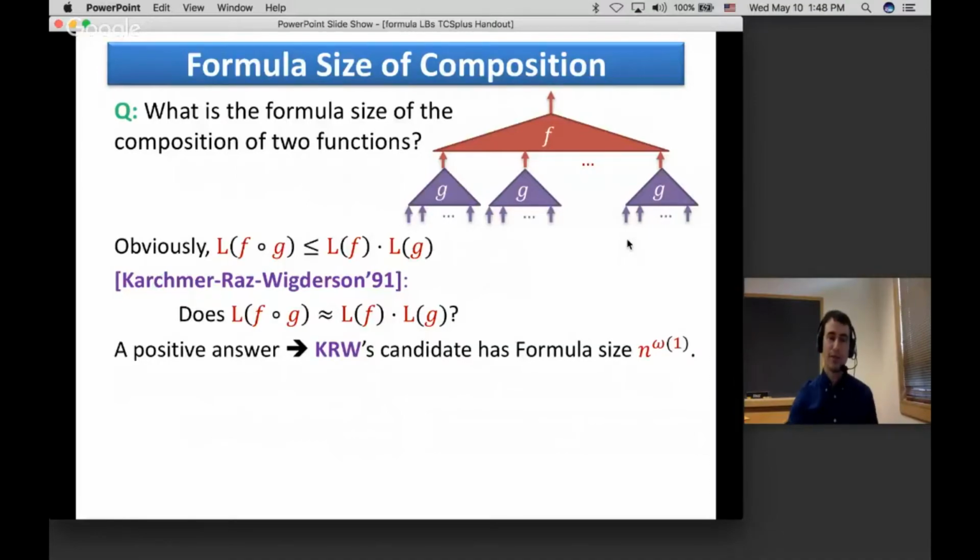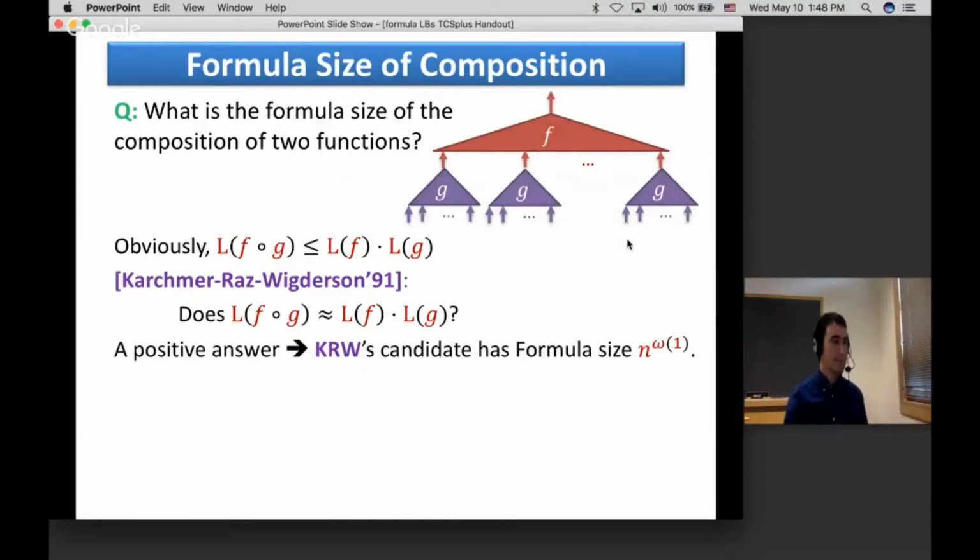A positive answer to their conjecture would show that a candidate that they suggest requires super polynomial formula size, n to the log n. This would be huge. This would separate P from NC1, because their candidate is a function in P that under the conjecture requires super polynomial formula size. So this is really a big question. It remains open from the early 90s.